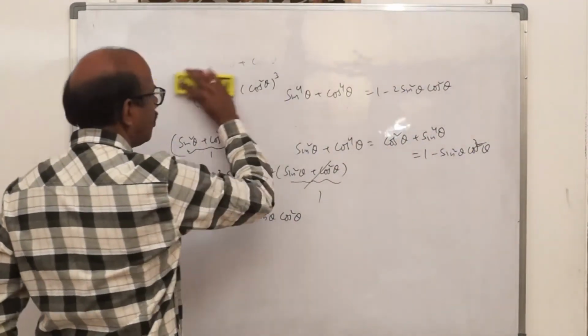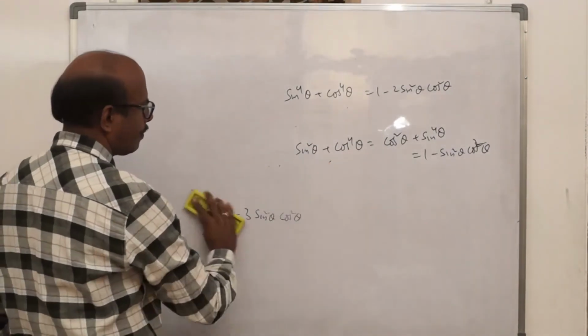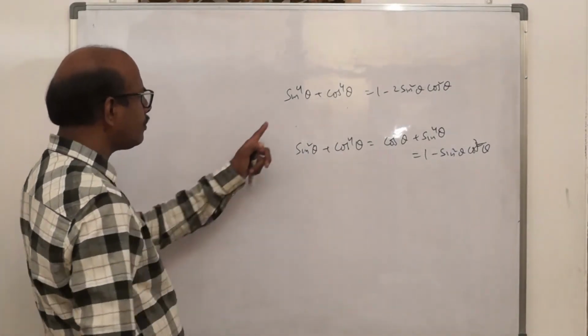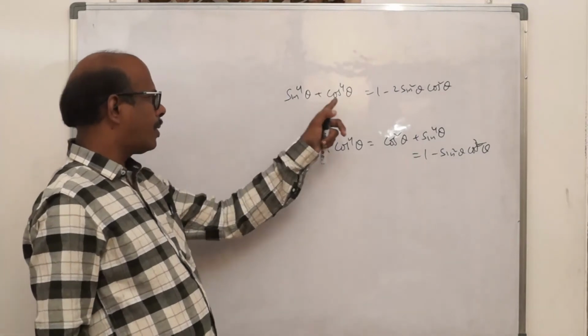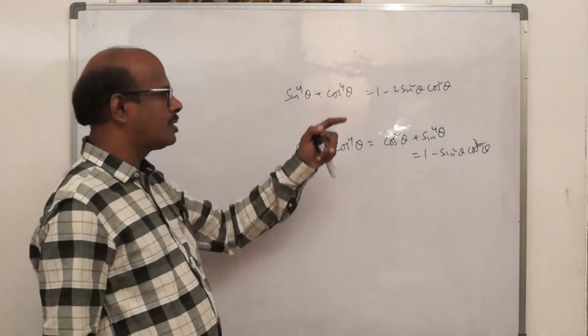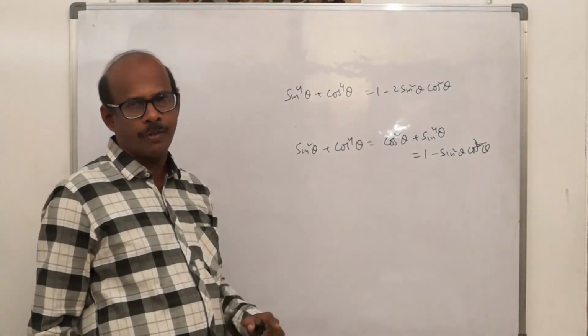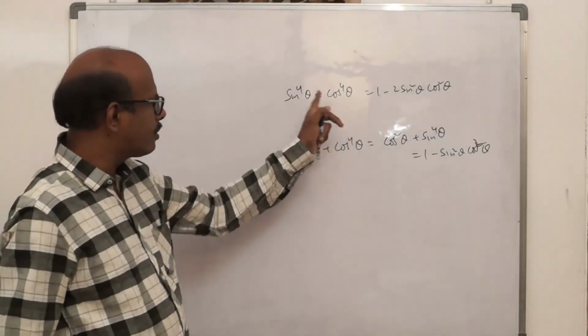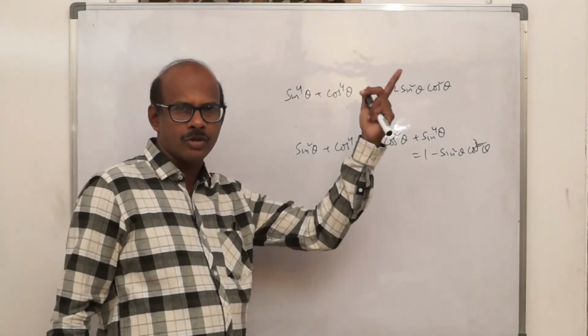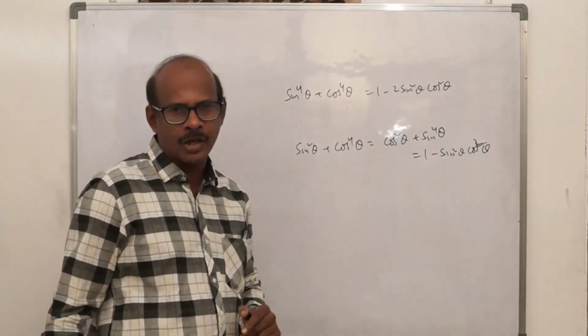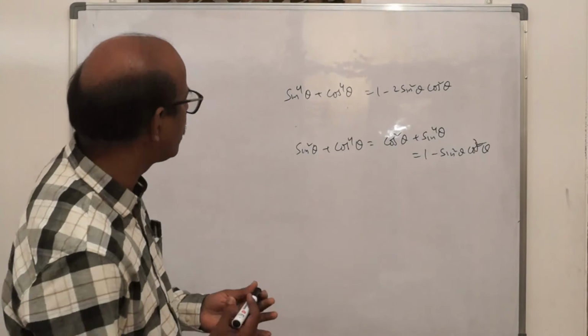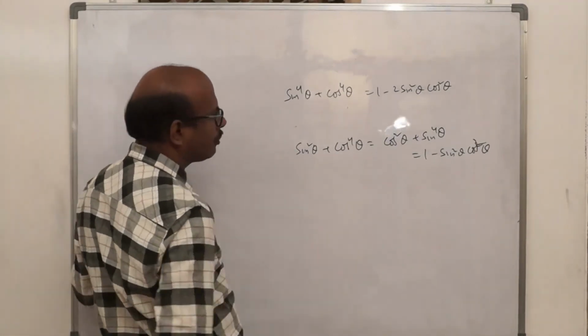The procedure for the first one is also simple. Sin square whole square plus cos square whole square. Use a square plus b square as a plus b whole square minus 2ab. Here also a is sin square and b is cos square, so sin square plus cos square whole square minus 2ab, which is 1 minus 2 sin square theta cos square theta. Now I am going to prove the third frequent result.